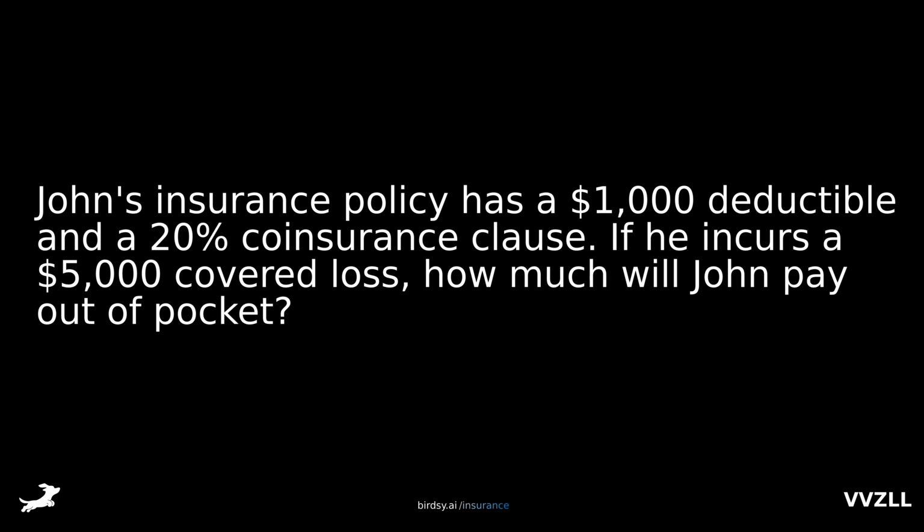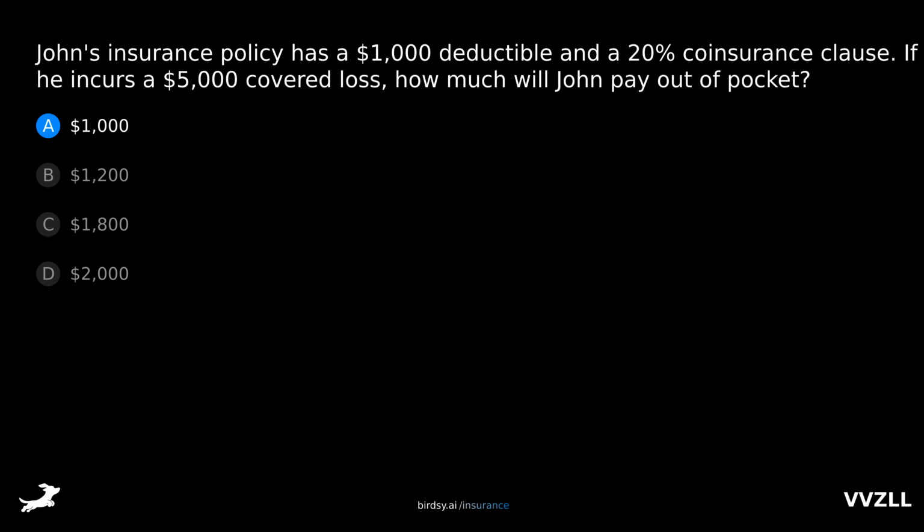John's insurance policy has a $1,000 deductible and a 20% coinsurance clause. If he incurs a $5,000 covered loss, how much will John pay out of pocket? Is it A, $1,000, B, $1,200, C, $1,800, or D, $2,000? The answer is C, $1,800.